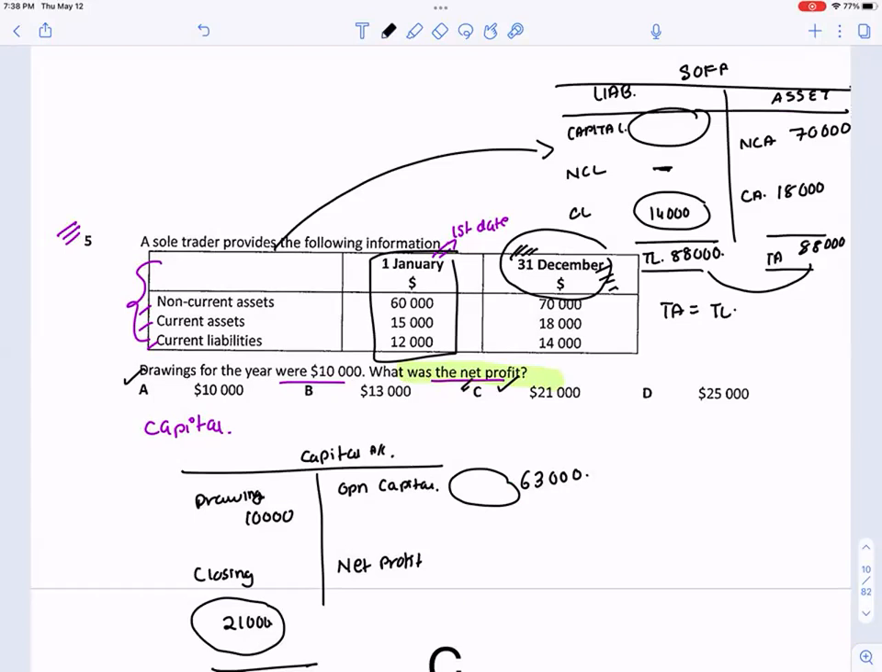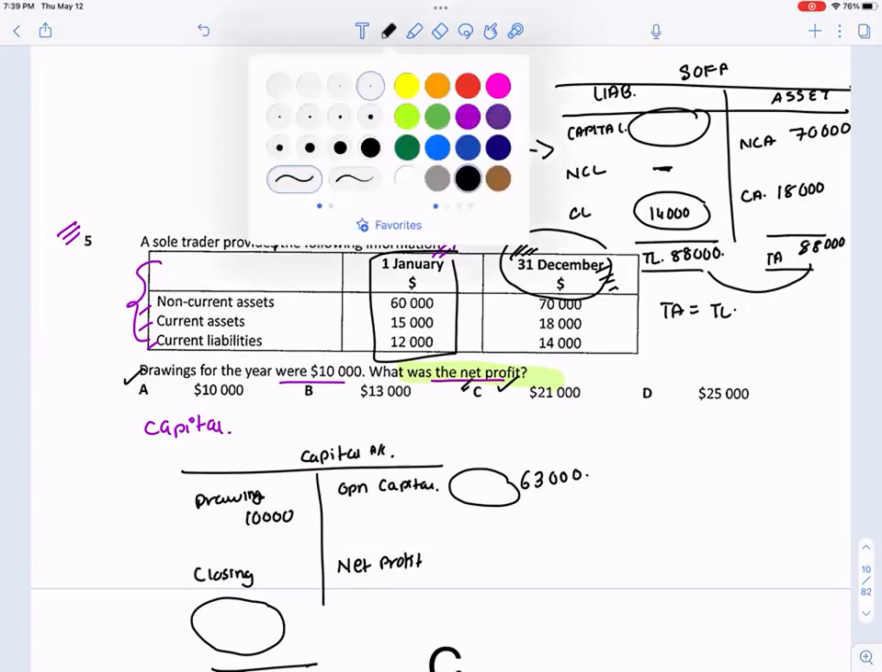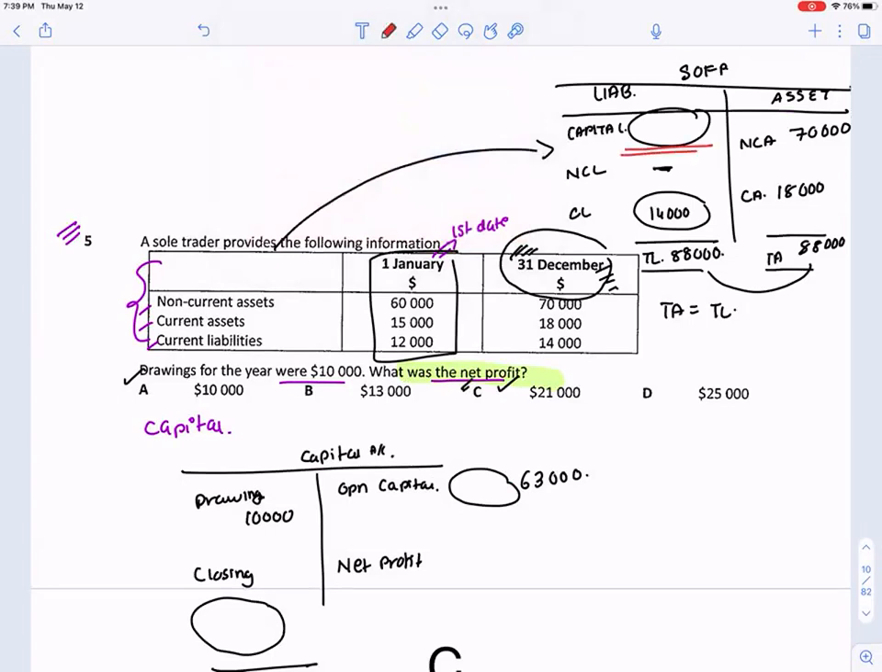Miss, how did you get the closing capital as 76K? 74. गलत है मैंने 76 बोला. What amount you gave me? 21. I wrote the closing capital as 21,000 instead of finding the net profit. Okay, fine. So, tell me what will be the capital? 74,000. This is the closing capital.